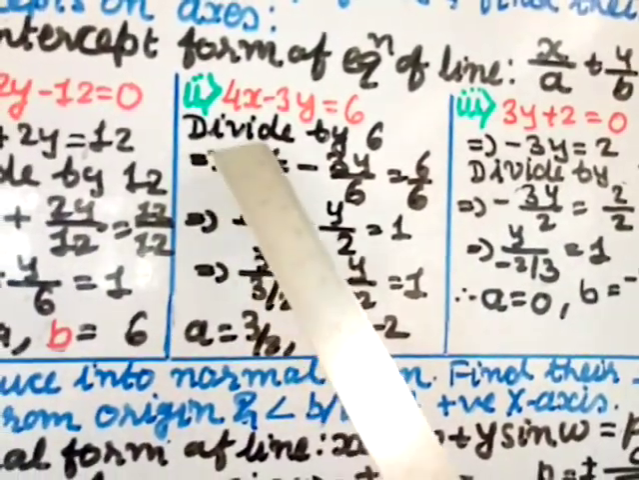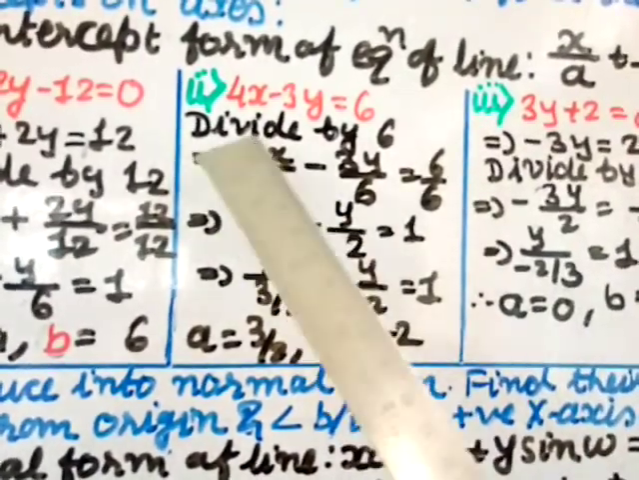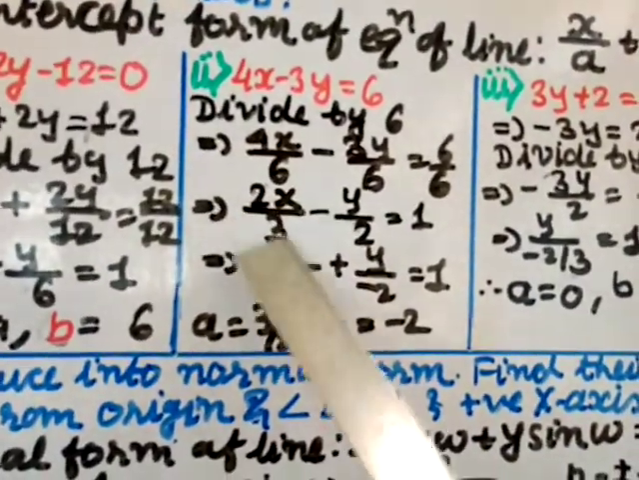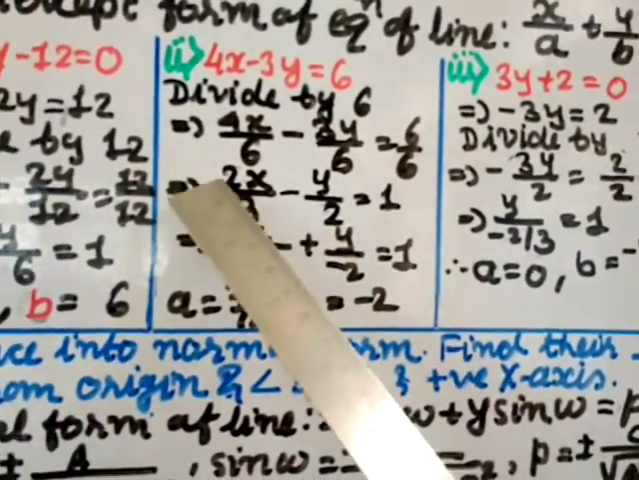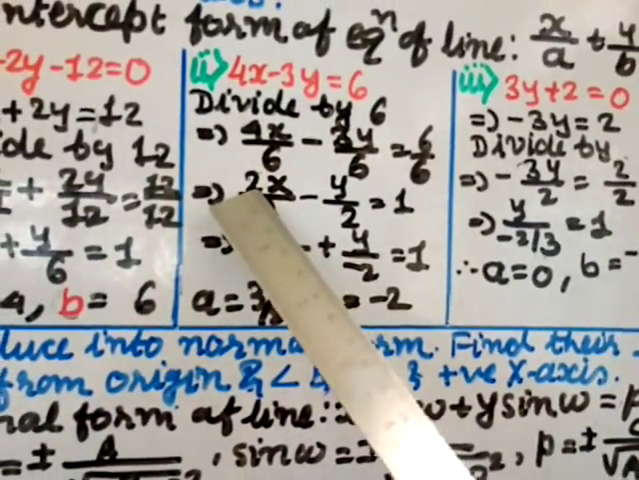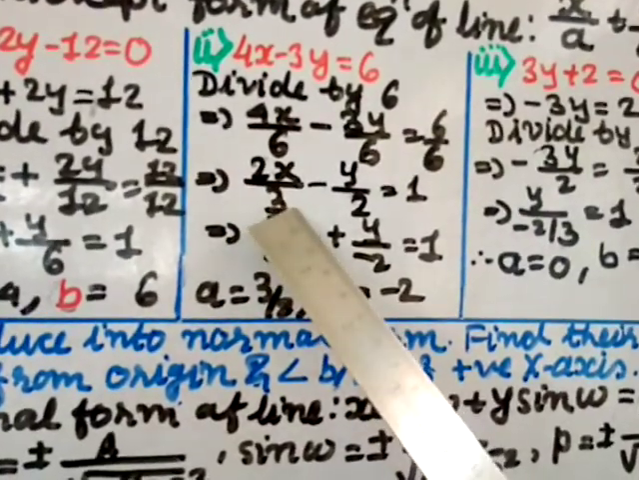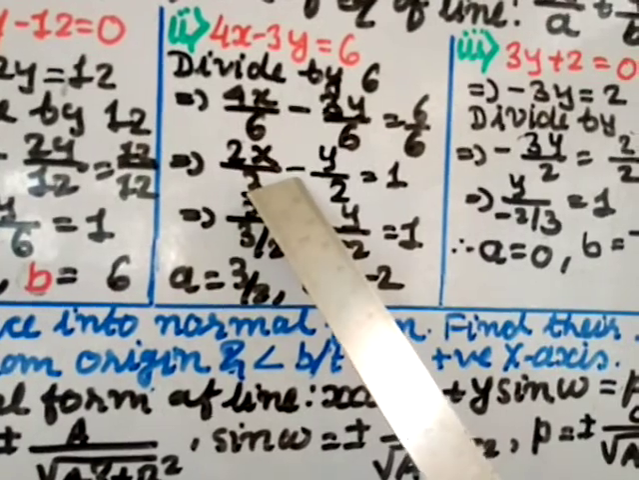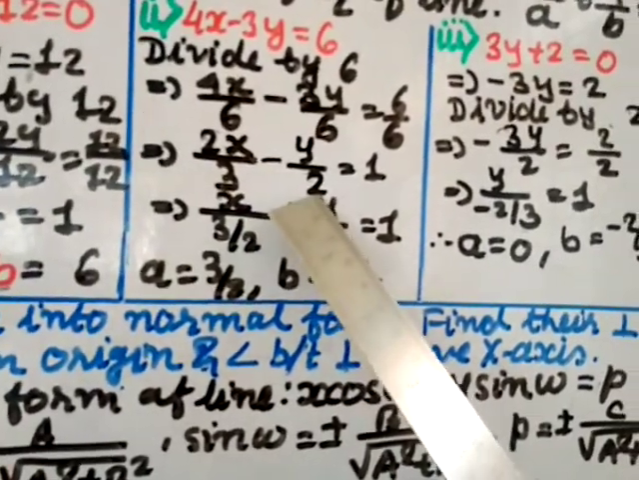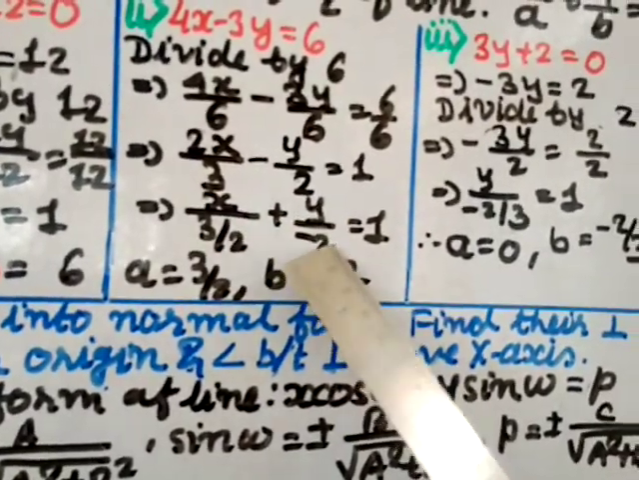Okay, so first I am dividing this by 6. So I get here 2 by 3x minus y by 2 equal to 1. Okay, now as I said this coefficient should be plus 1, so these two transfer to the denominator. So this can be written as x by 3 by 2. Here also it should be plus 1, so this minus I take with the denominator. So you get plus y by minus 2 equal to 1.